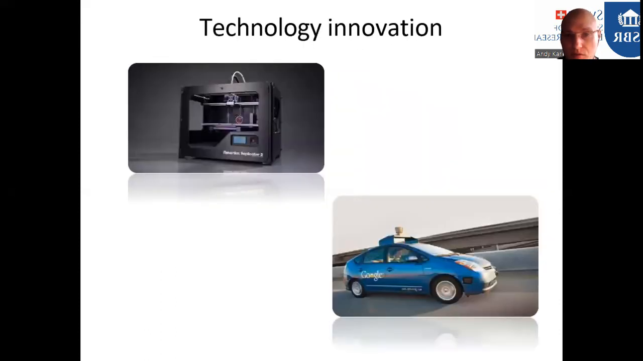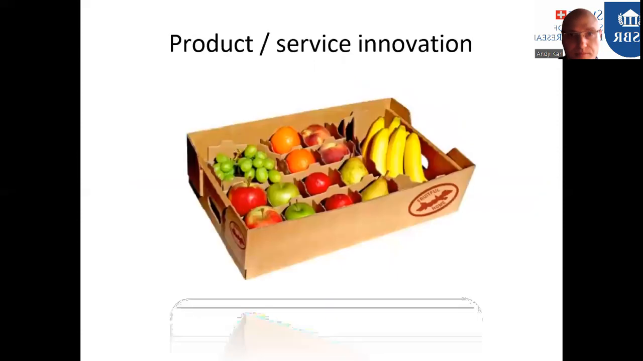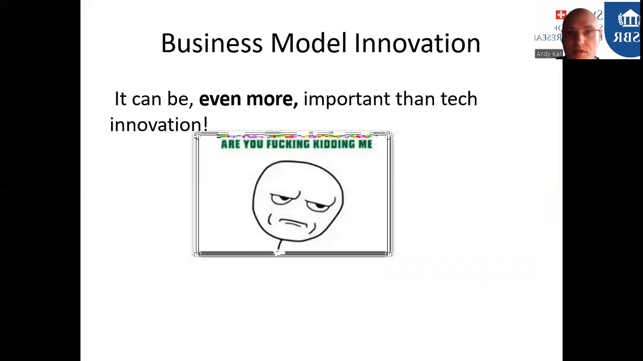We have a technology innovation, via which we have the creation of a new technology, which, for example, can give us a car which is fuel efficient, like the Prius model of Toyota, or it can give us a better processor, for example, for our PC, etc. We have the product and service innovation, which can give us a better way to transfer goods or to sell goods. We have business model innovation.